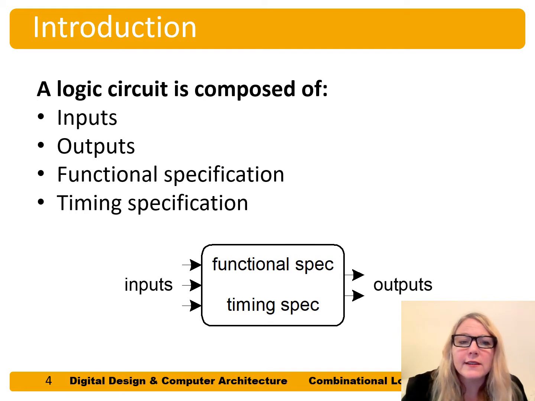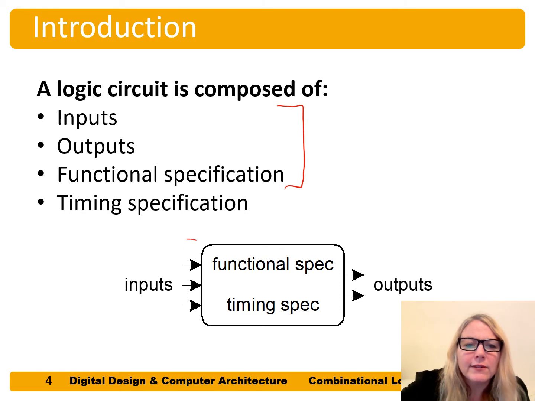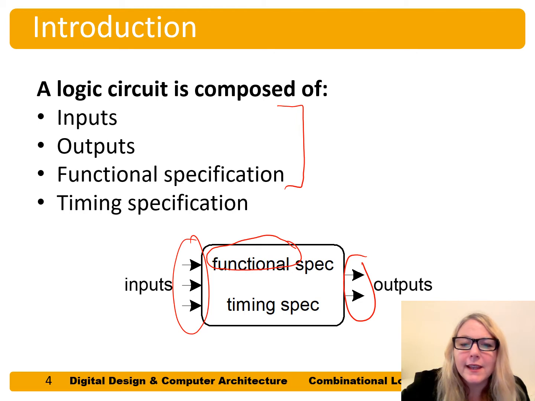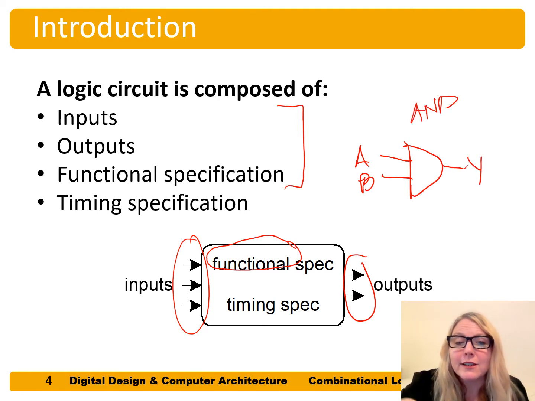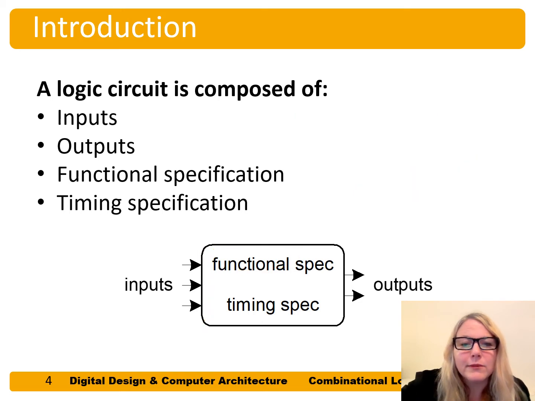So a logic circuit is composed of inputs, outputs, some functional specification, and timing specification. We'll start by talking about these three. So we have some inputs like A and B, one or more outputs like Y, and what this thing does. So for example, an AND gate, here's its inputs, its outputs, and its function is it performs the AND operation. And we'll talk about timing specifications at the end of this chapter.